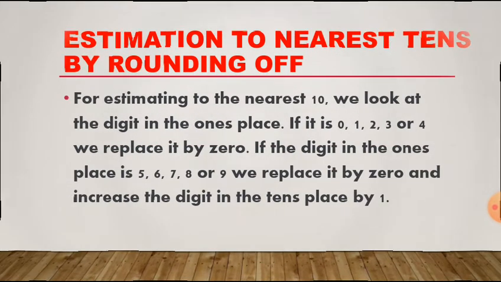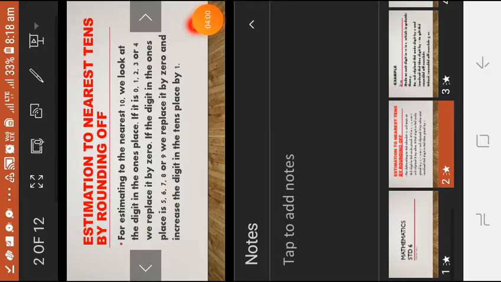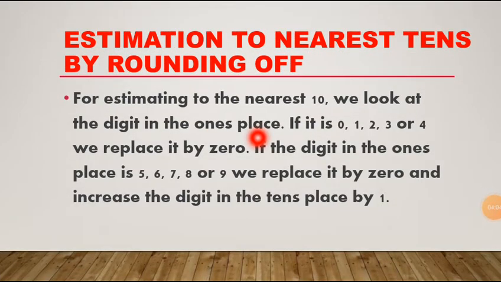Okay. So, the first part of this estimation is estimation to nearest tens by rounding off. Rounding off a number means to make it approximate, or estimate it to the nearest tens. I will explain. It has a rule. For estimating to the nearest 10, we look at the digit in the ones place.